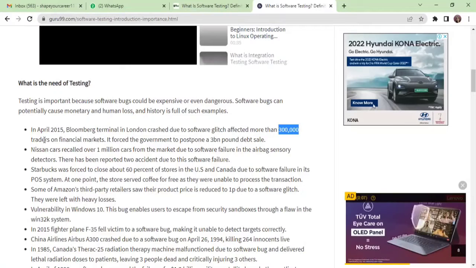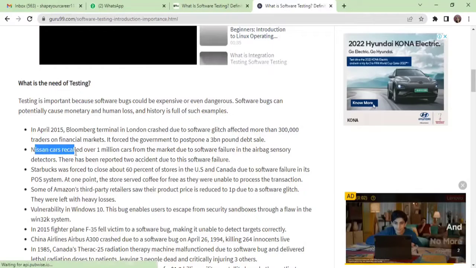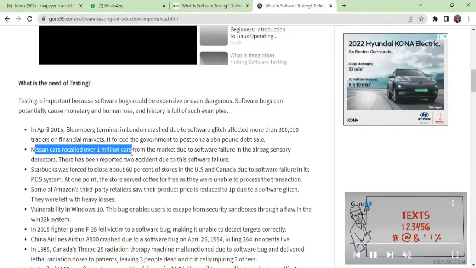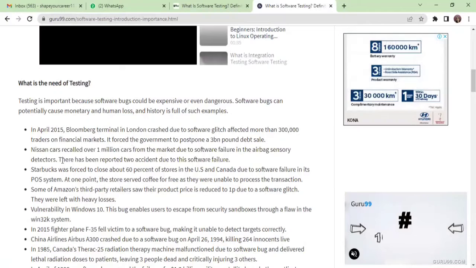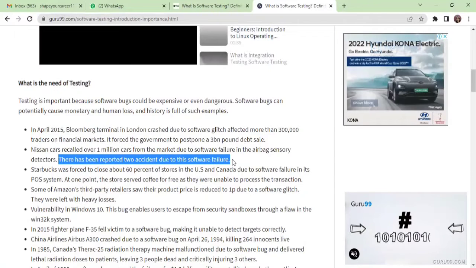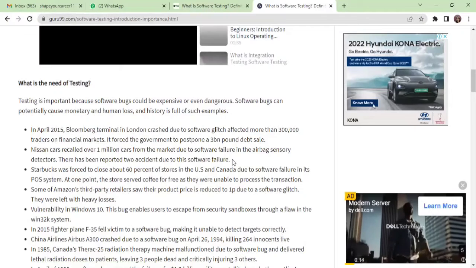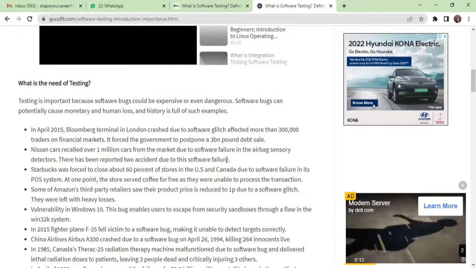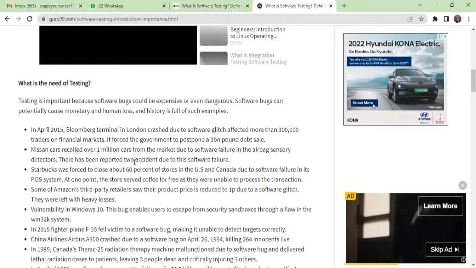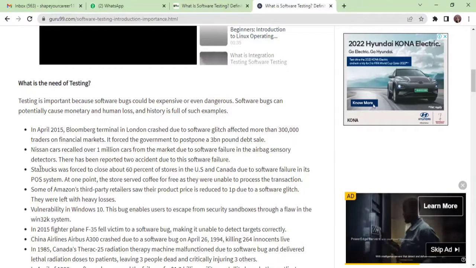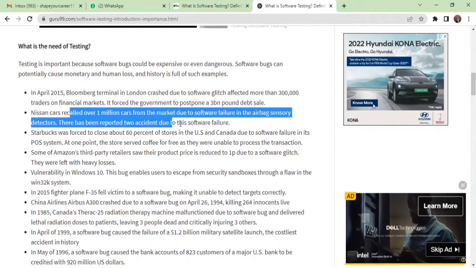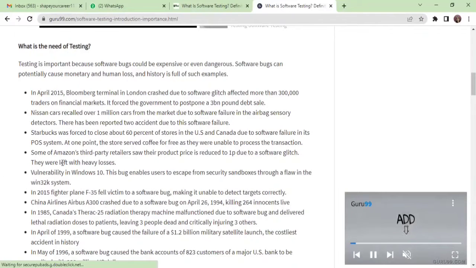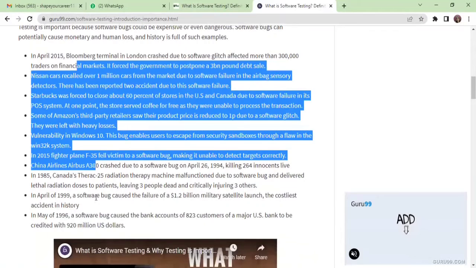So testing can be done on anything, in software also, in machines also. Now Nissan recalled over 1 million cars from the market due to software failure in the airbag sensor detectors, and 2 incidents were reported due to this software failure. Understand, it's not just software, even machines can fail if proper testing is not done. Trials and everything were not done properly, they haven't caught this particular defect. There will be a huge loss if they have to rework everything, right? So these kinds of examples they have given here.